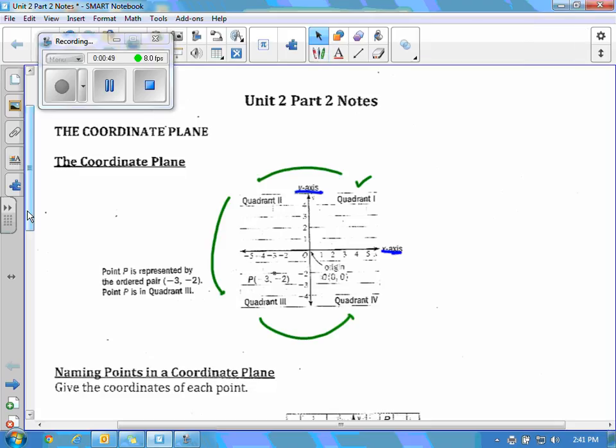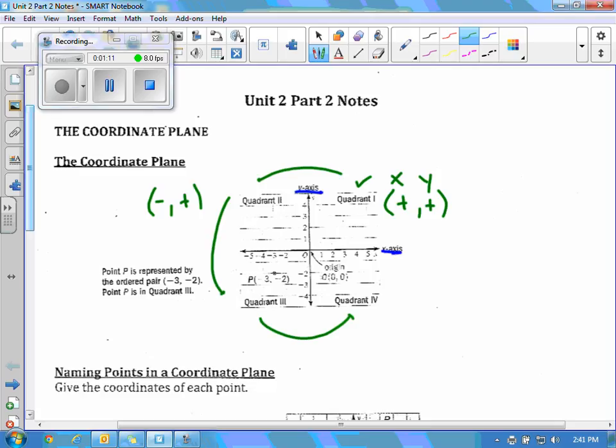When we are in quadrant 1, our numbers are going to be positive and positive. What I mean by that is our x value is going to be positive, and our y value is going to be positive. When we do a point, the x coordinate comes first, the y coordinate comes second. In quadrant 2, our x value is going to be negative and our y value is going to be positive. In quadrant 3, our x value is going to be negative and our y value is going to be negative. In quadrant 4, our x value is going to be positive, our y value is going to be negative.